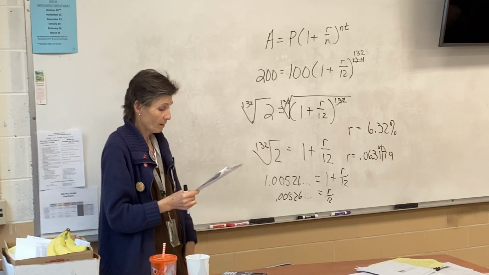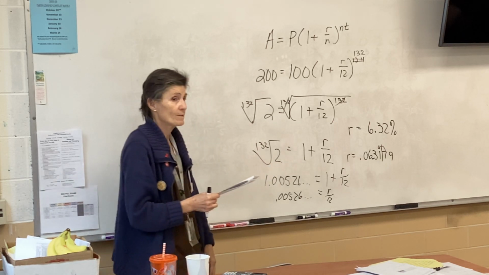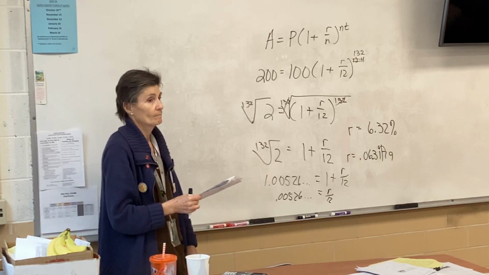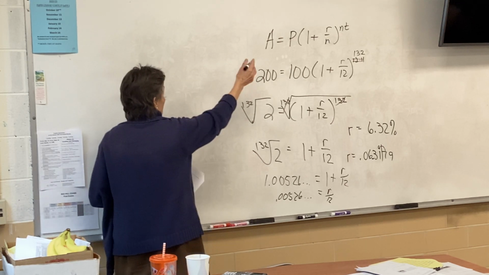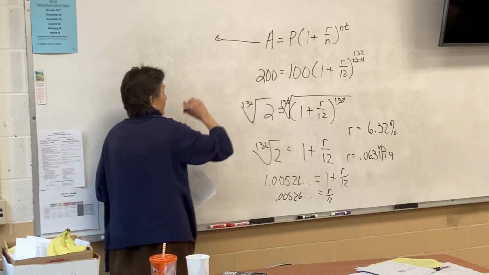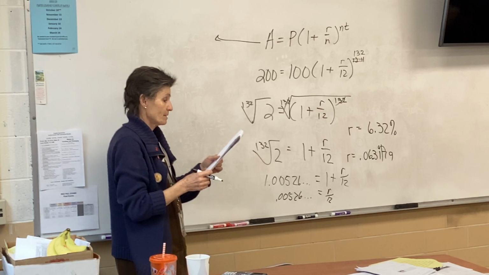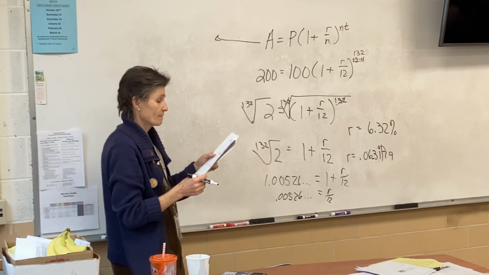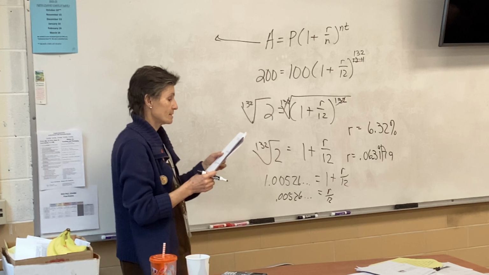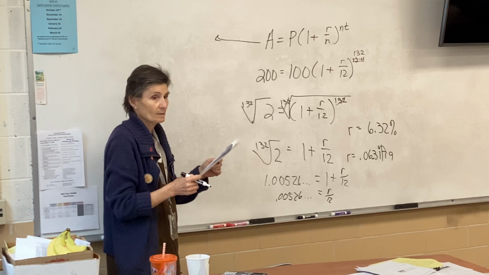Alright, word problem B, step 1, figure out if it's PERT or the other one. It's the other one. So, I'm just gonna leave that one up there, it's the same formula, okay? So here we go. Got lots of numbers in this one. How much will be in the account at the end of 12 years if $10,000 is invested? Okay, what's the 10,000? That's the start.